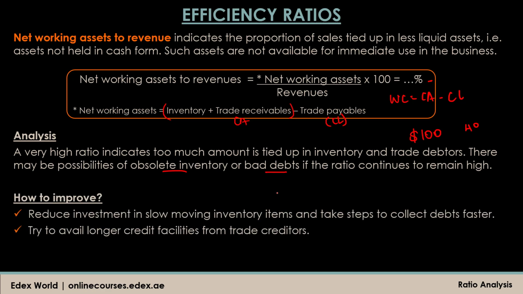So how can a firm improve this ratio? It can reduce its investment in slow-moving inventory items. If the inventory is too high, and the reason is that the firm has bought too many slow-moving items, and kept them in anticipation that when a customer comes for this item, they will sell it, that is leading to a lot of money being tied up in inventory.